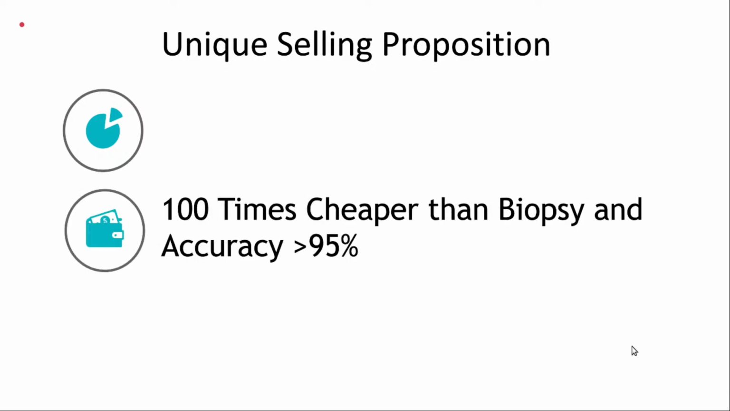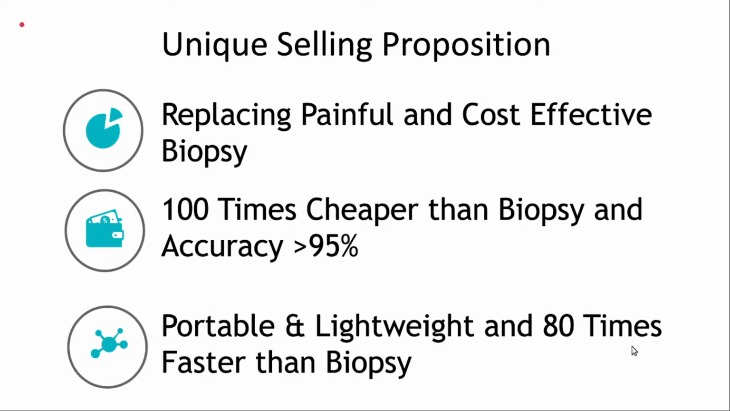So now, you remember that I have skipped the unique selling proposition. I told you that we will gradually discuss it when we come here. Now, from a selling or marketing point of view, you have to highlight the key features you are providing where your competitors are not. So basically, replacing painful and costly biopsy: 100 times cheaper than biopsy, accuracy greater than 95%, portable, lightweight, and 80 times faster than biopsy.